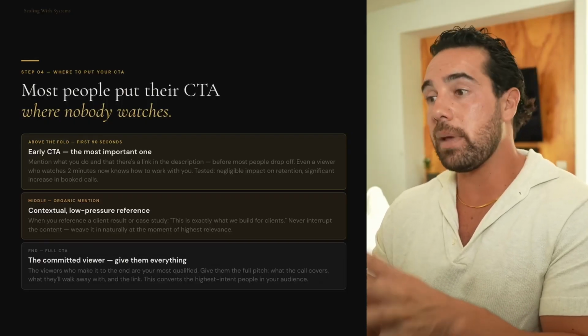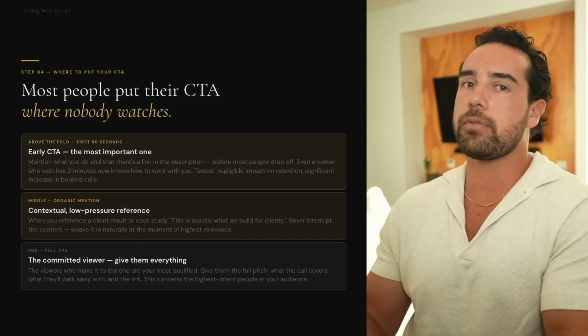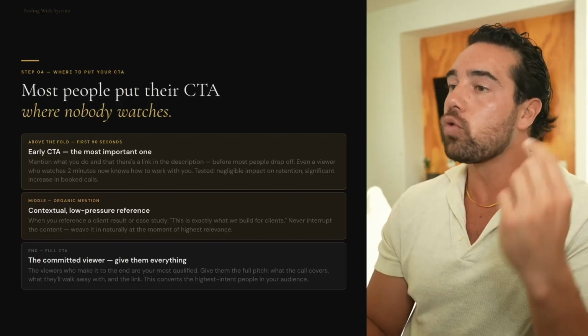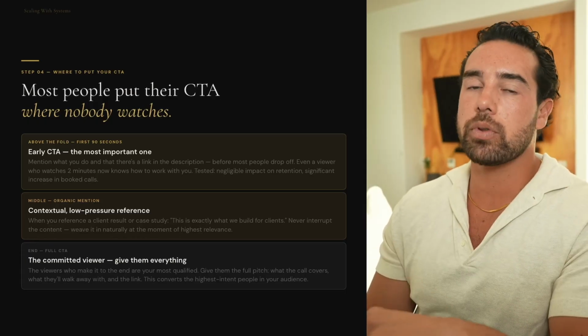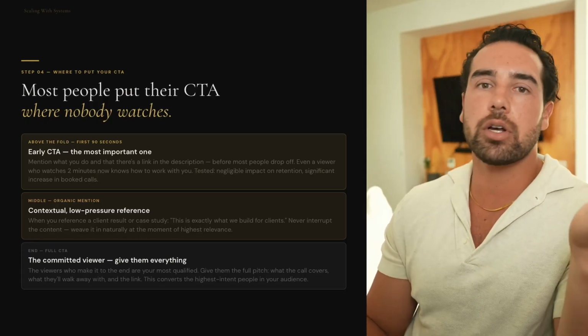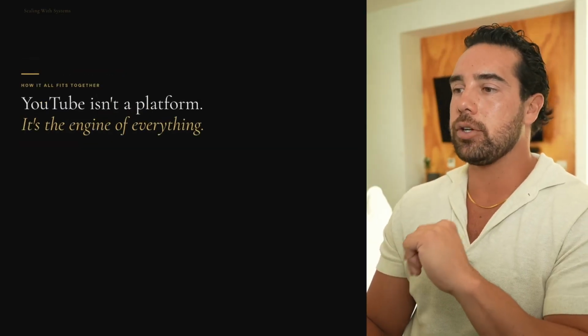So these are the people that have made it to the very end. They are the most qualified. Give them the full pitch. Don't be afraid to spend 30 or 45 seconds on your pitch because these people are really close to being able to book a call to speak with you. And so you can go through what they should do, what happens on the call, what they'll walk away with, et cetera, et cetera. So this is the highest intent people in your audience.